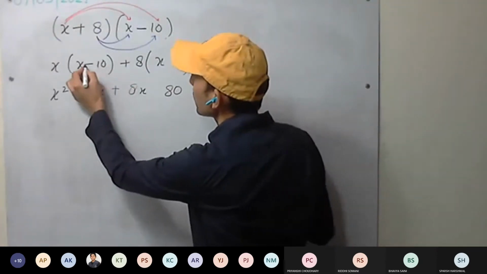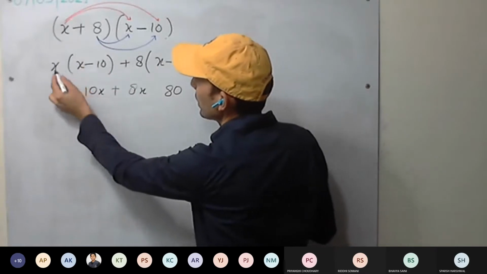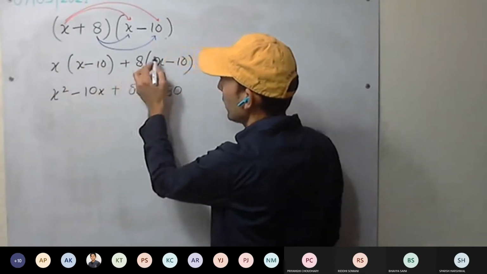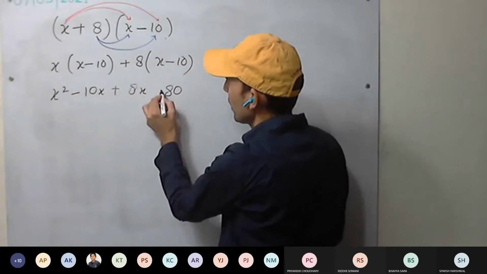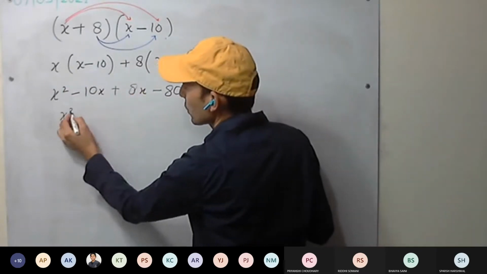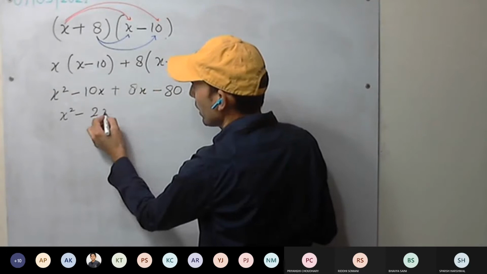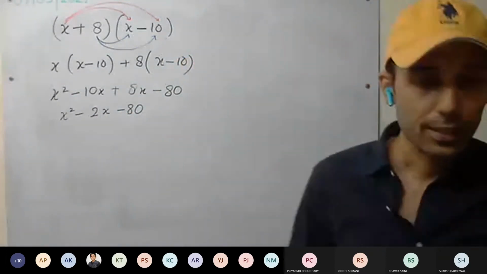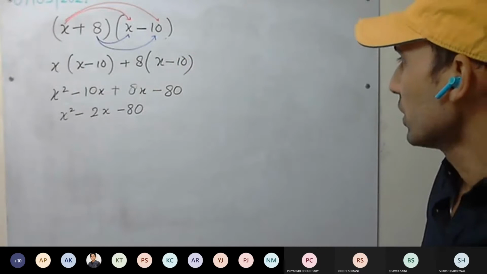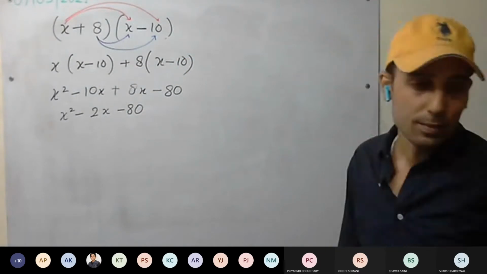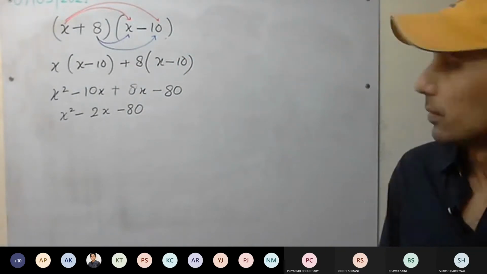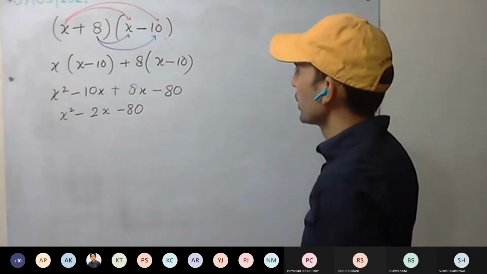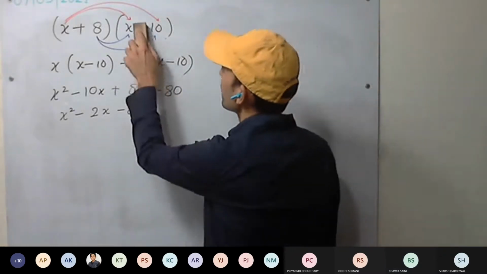So it will be how much? x minus 10, x minus 10. x into x, x square. x into minus 10, minus 10x. 8 into x plus x minus 80. x square, it will be how much? Minus 2x minus 80. Is it correct? Check it once with your answer. Okay, do the next one. Keep doing.